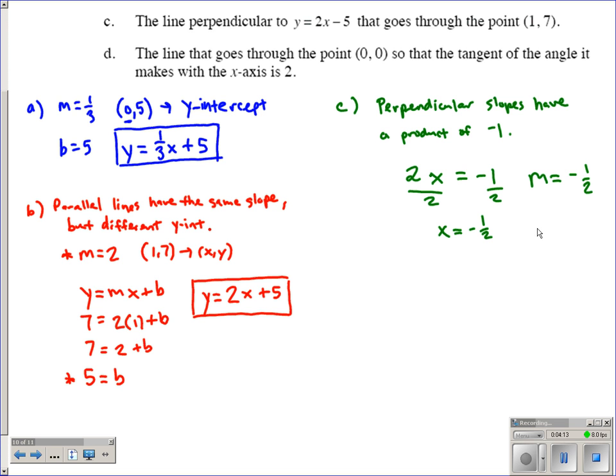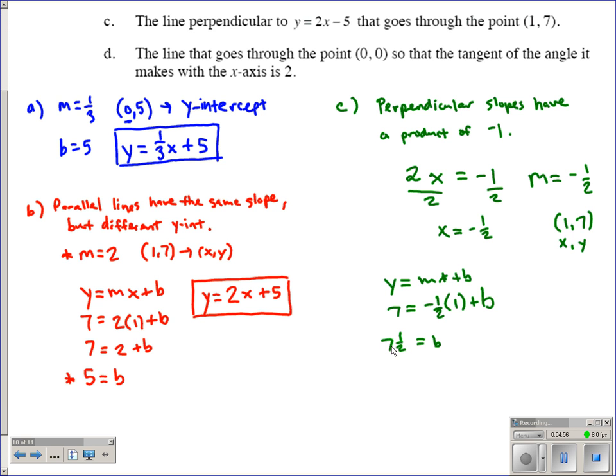And we know it passes through the point 1, 7. So there's our x value and our y value. So just like the last problem, we're going to plug these values in and solve it for b. Here we go. So y equals mx plus b. 7 equals -1/2 times 1 plus b. -1/2 times 1, -1/2. And then when we add 1/2 to each side here, we should get 7 1/2 equals b.